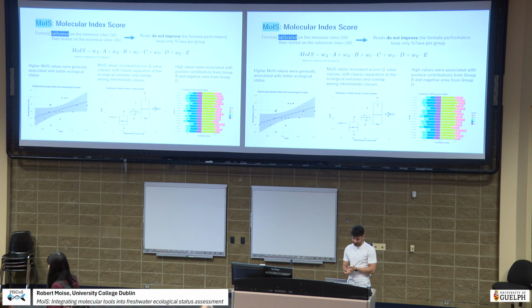So here's the formula that I've been working on lately. It is calibrated on the intensive sites, and it looks at the different groups in terms of taxa detected, and each group has its own weight. Now, in this formula, I didn't use the read abundance, just the number of taxa detected, and you can see that higher values were generally associated with better ecological status. You can see how the Q value classes were distinguished, and the different weights for each class.